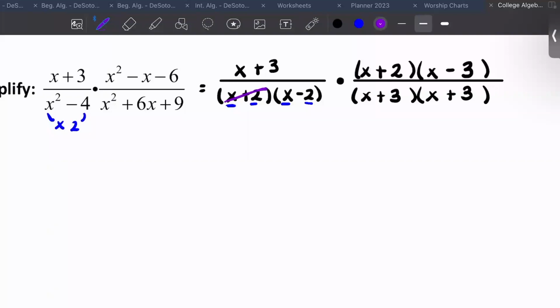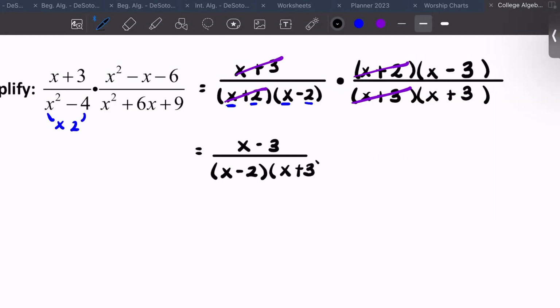So I have an x plus 2 here and an x plus 2 there. I have an x plus 3 and an x plus 3. That's all I can cross out. So I'm going to write what I have left. I have x minus 3 only left up top. And I have x minus 2 times x plus 3 left in the bottom.